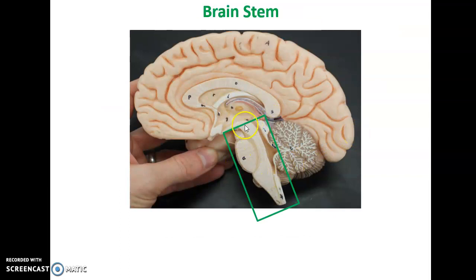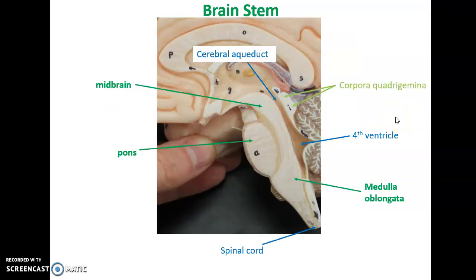Then we have, of course, the brainstem. The brainstem includes the cerebral aqueduct carrying cerebrospinal fluid that leads to the fourth ventricle, which then leads to the central canal of the spinal cord. You can break the brainstem into the midbrain, the pons, and the medulla oblongata, which then connects to the spinal cord. And then these two bumps here are part of the corpora quadrigemina, which is part of the midbrain.